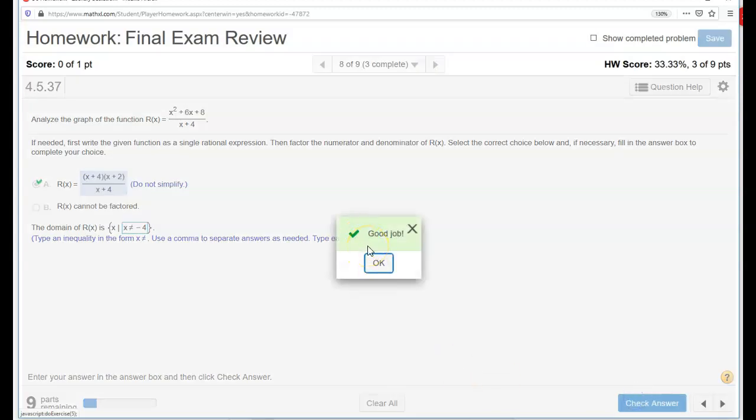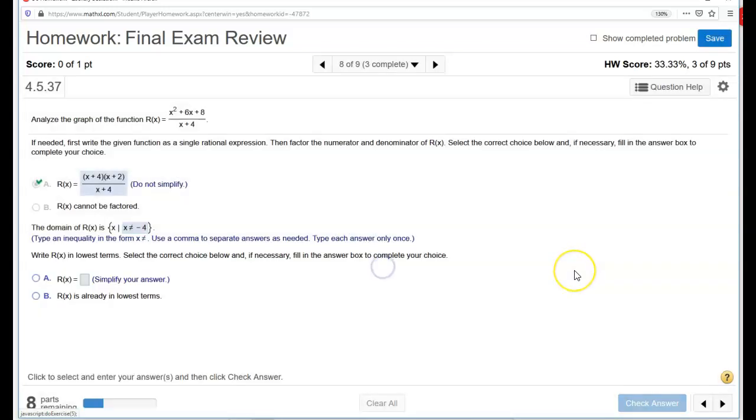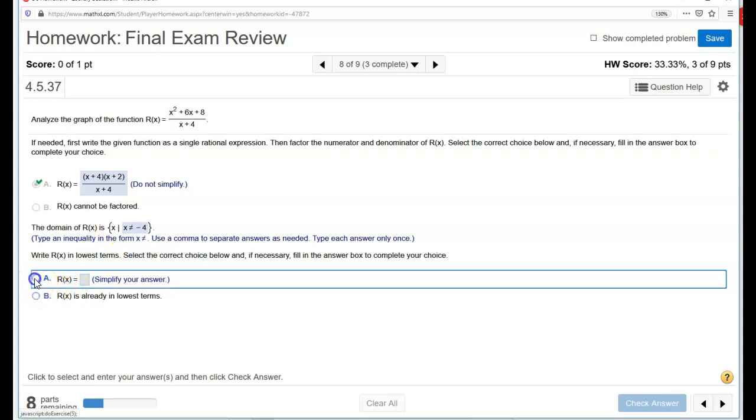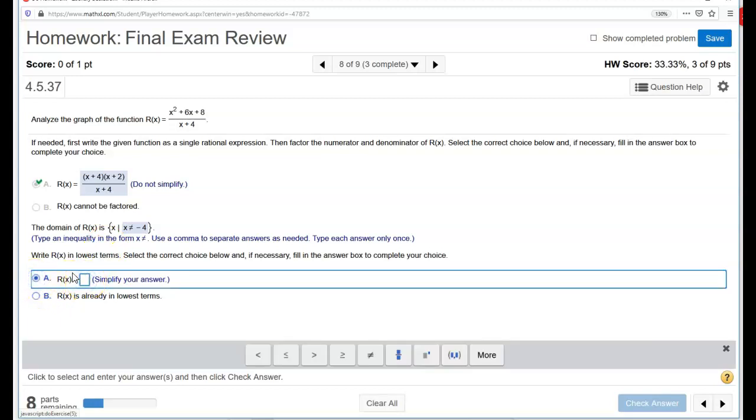And that's the same thing as putting in interval notation from -infinity to -4, and then from -4 to positive infinity. Although in this case, when we're just eliminating a single value, it's a lot quicker to put it in set notation. All right, now it says write it in lowest terms. Select the correct choice below. So we can cancel out that x plus 4 on the top and the bottom, and we're just going to be left with x plus 2.